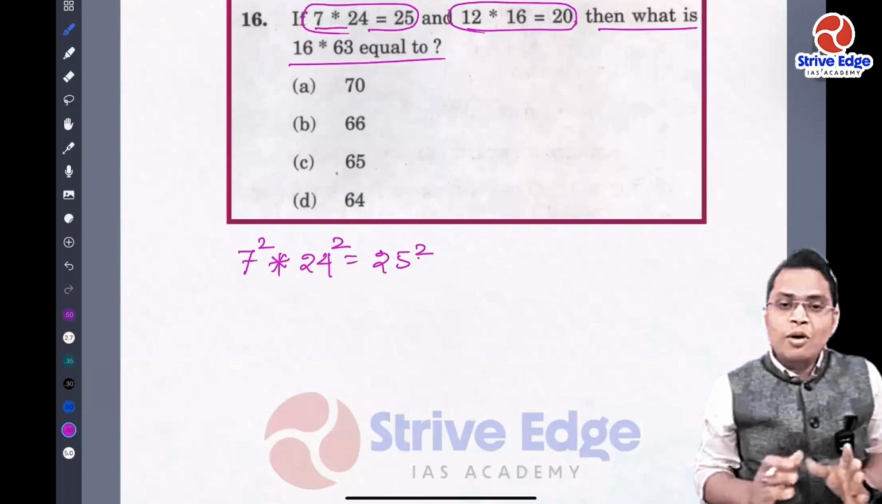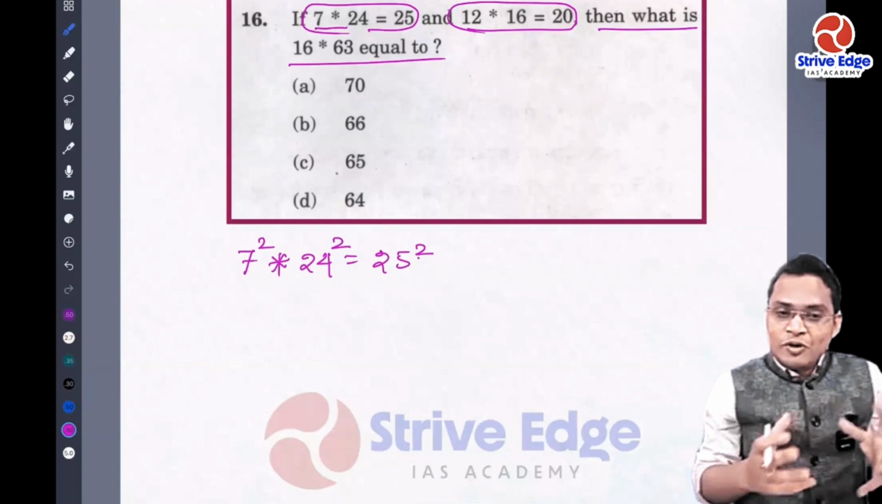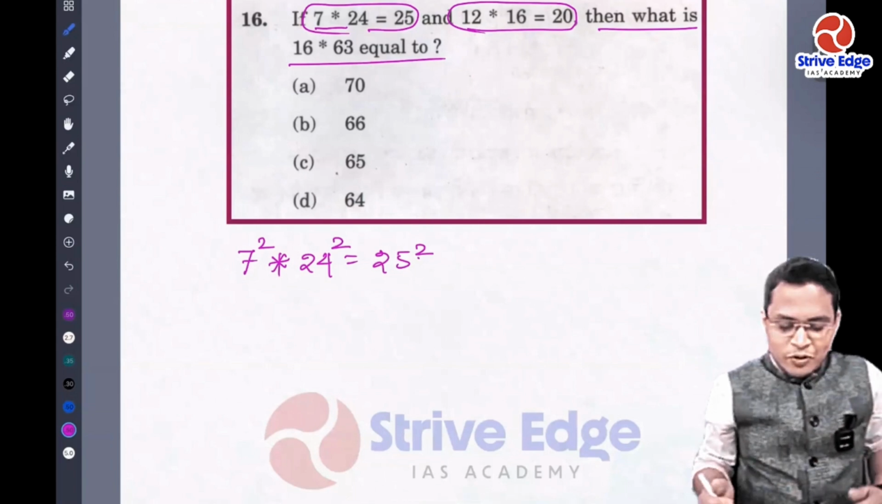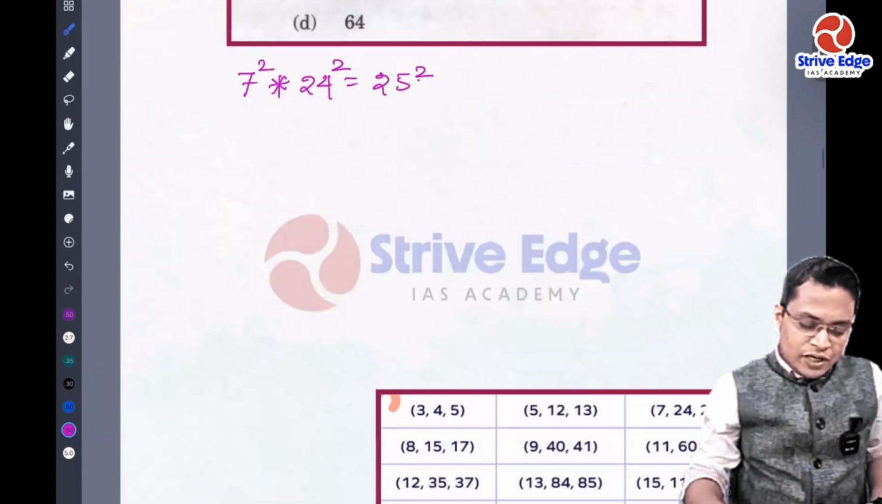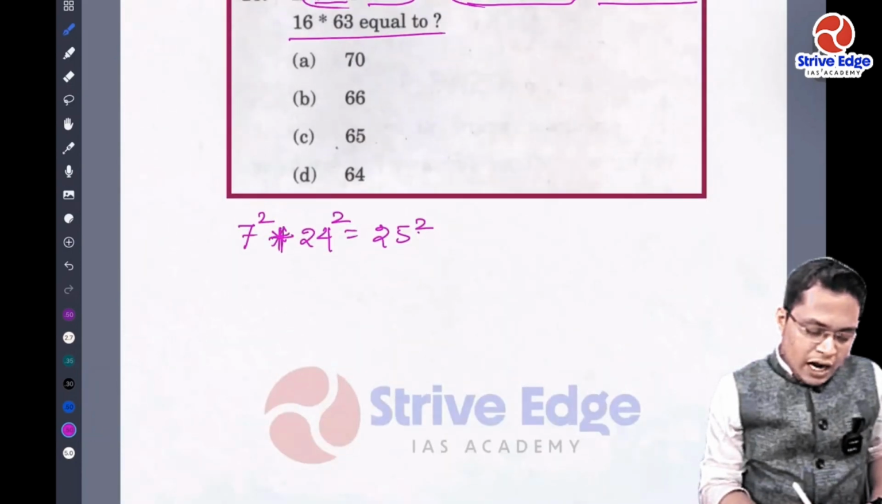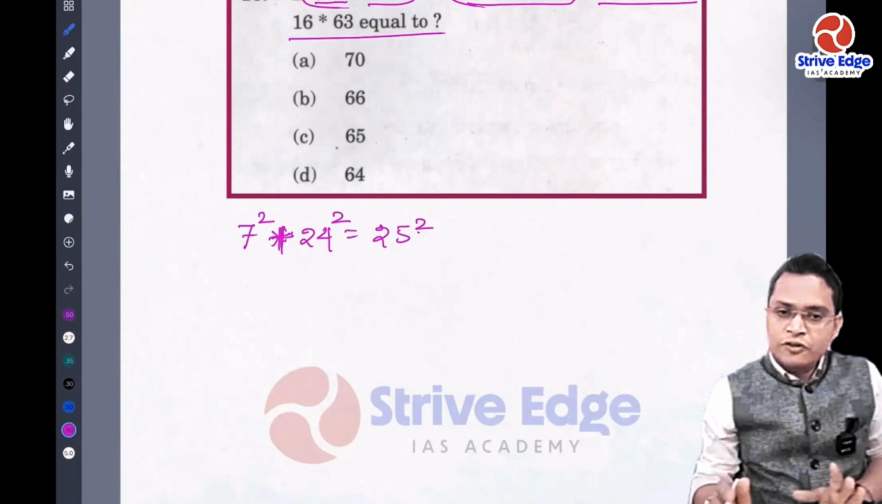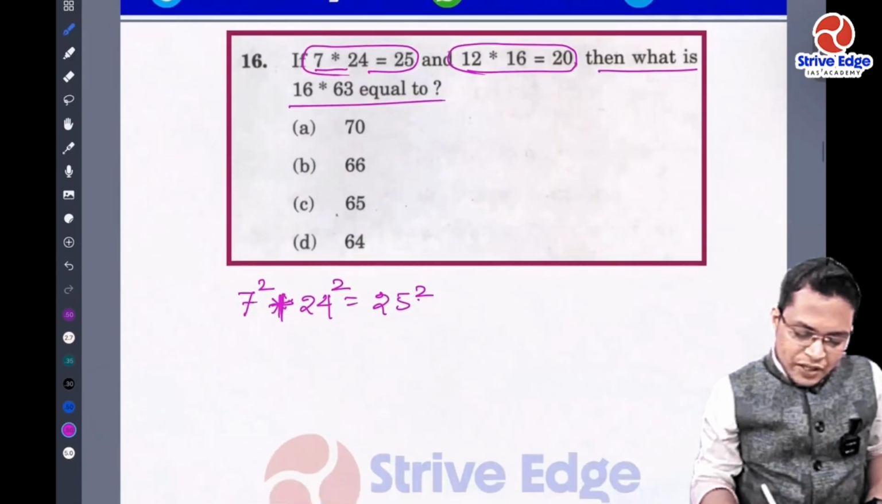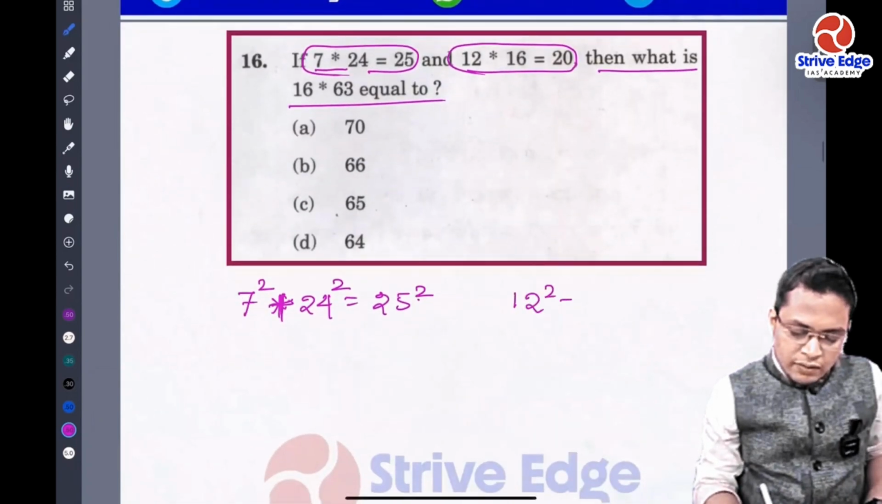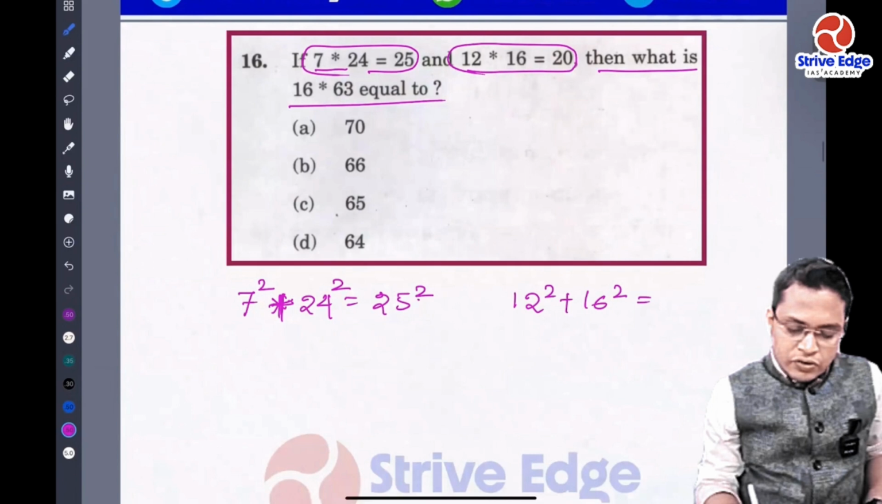If you have studied the Pythagoras theorem, there are some combinations. So I'm going to give you, don't worry, I've just written them here. You have to remember a few of them. If you add 7 square plus 24 square, you'll get 25 square. Same thing if you do 12 square plus 16 square, you'll get 20 square. Okay, so this star is plus actually.